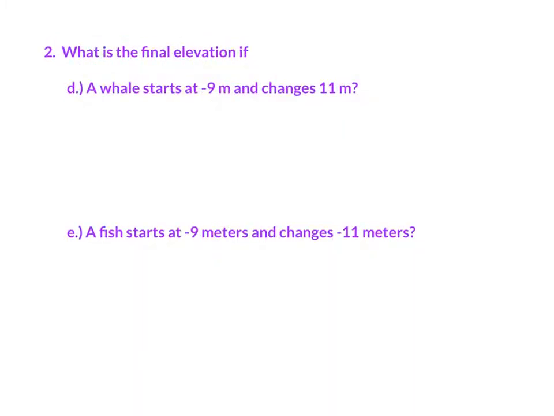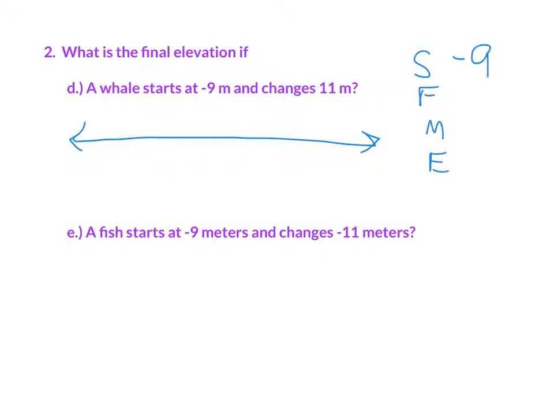Okay, next, the final elevation. So we've got a whale starting at negative 9 meters and changing 11 meters. So the whale is starting at negative 9 because he's under the ocean. So I'm going to put negative 9 right in the center of my number line. I'm going to face to the right because for now I'm only adding. So I'm facing to the right. I'm going to move forward 11. So that means we're going to be going in this direction.